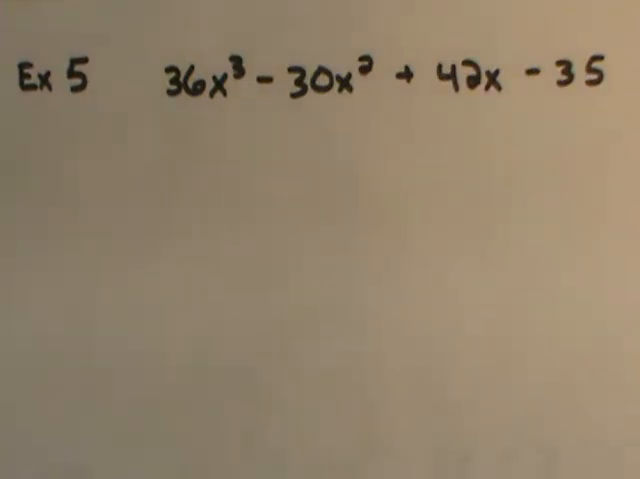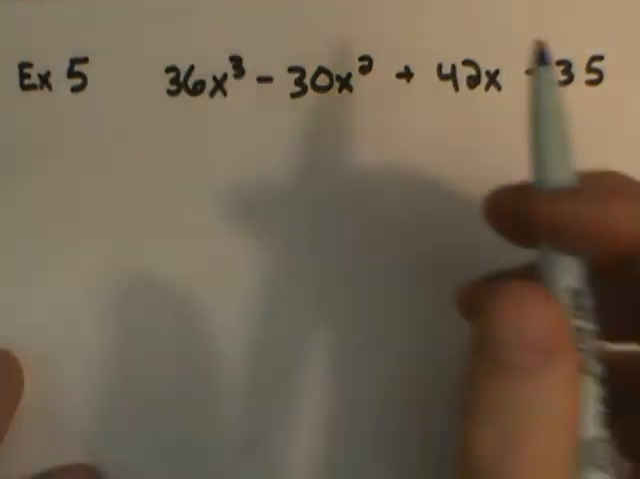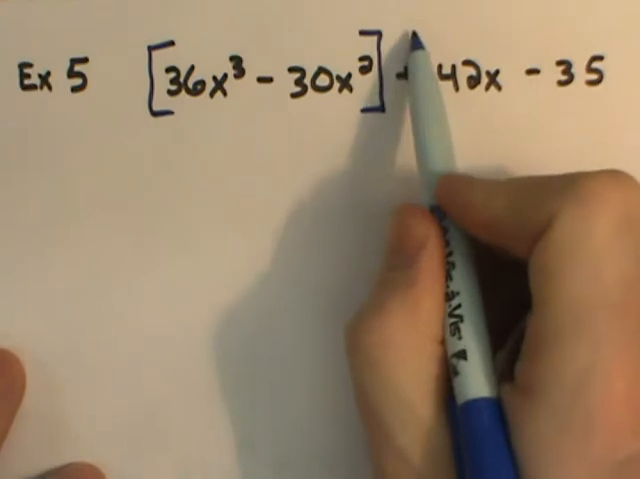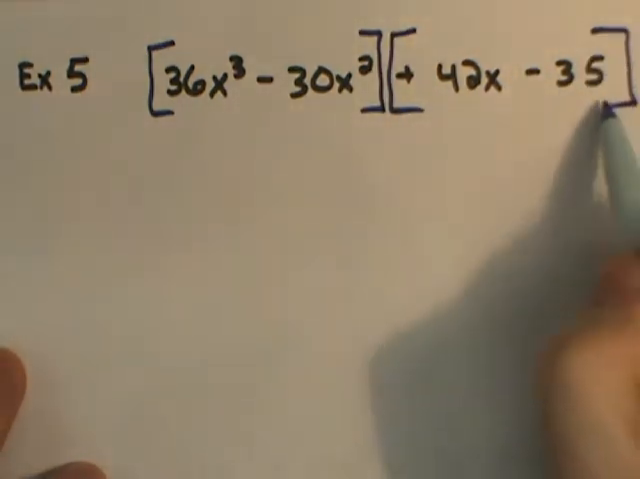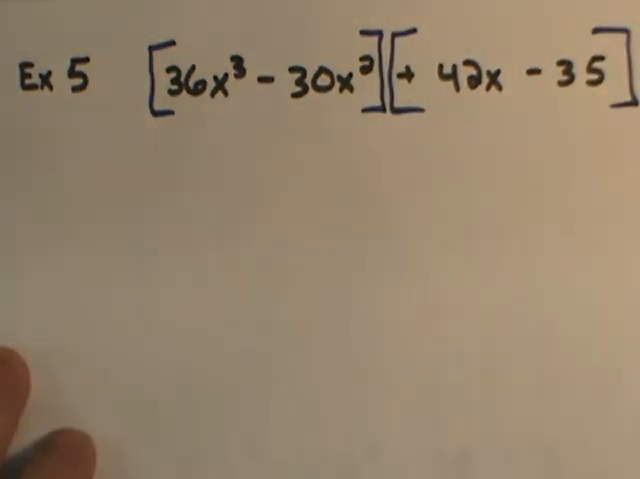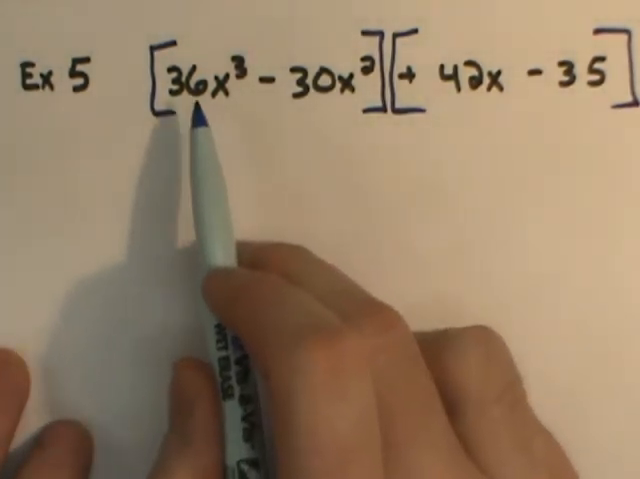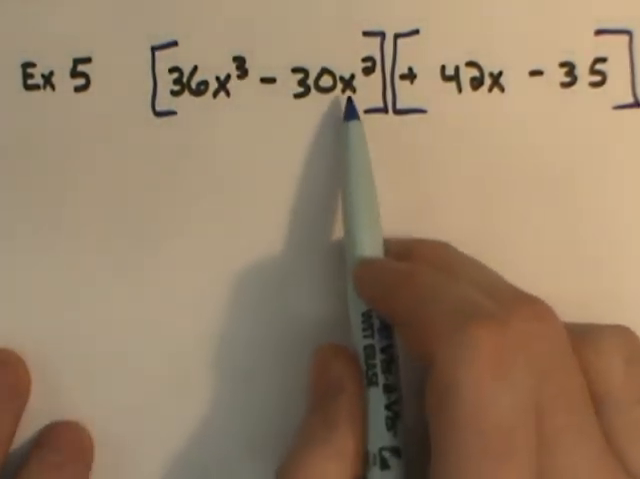All right, now we have an example number 5 for factoring by grouping. First step in the procedure, we group the first two terms. Then we group the last two terms. From the first set, we want to pull out the greatest common factor. So the question is, what will divide both 36x cubed and a negative 30x squared?